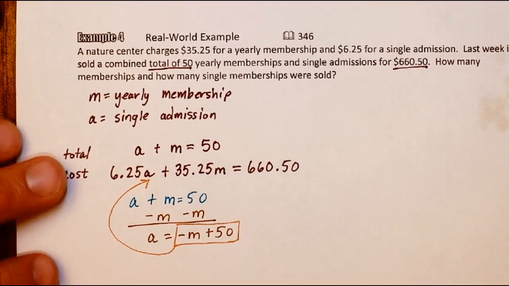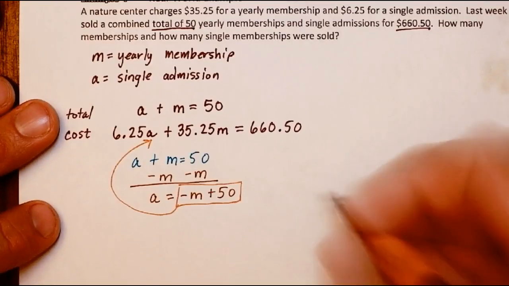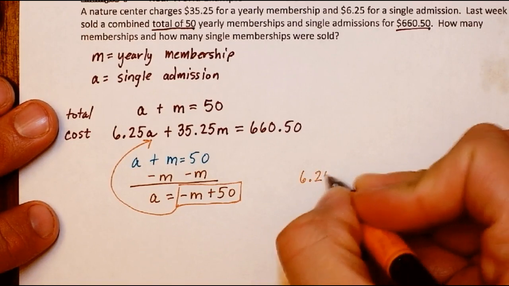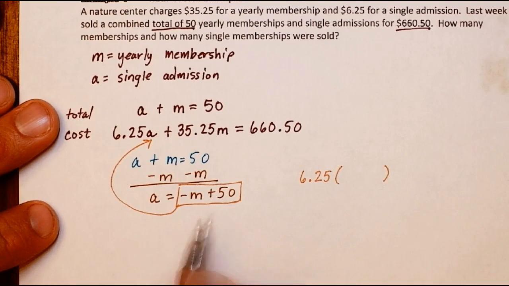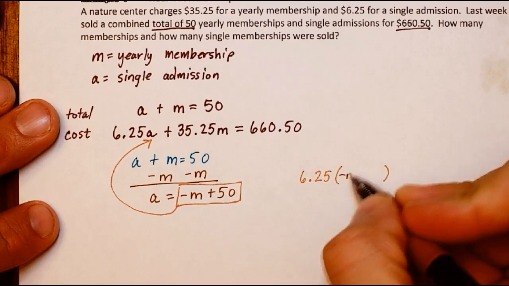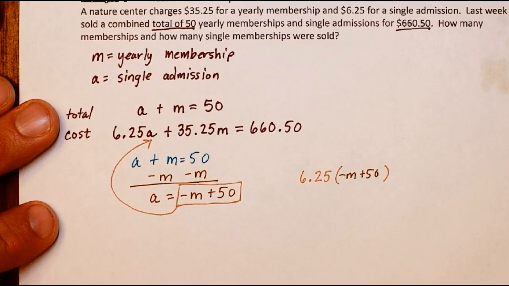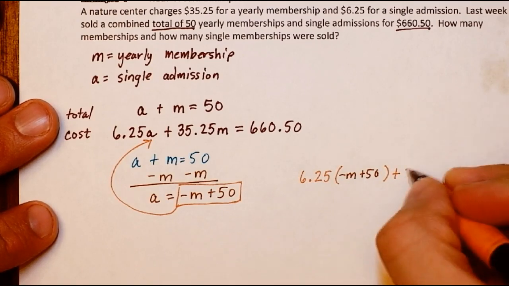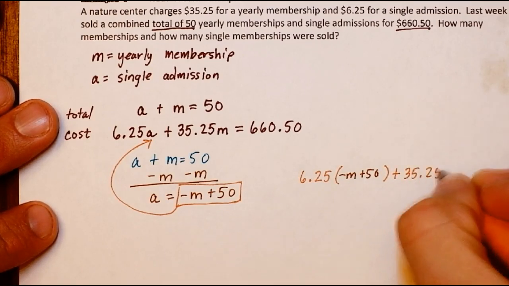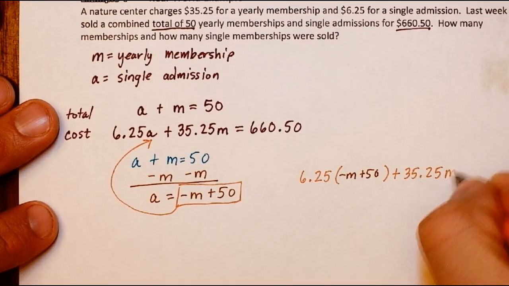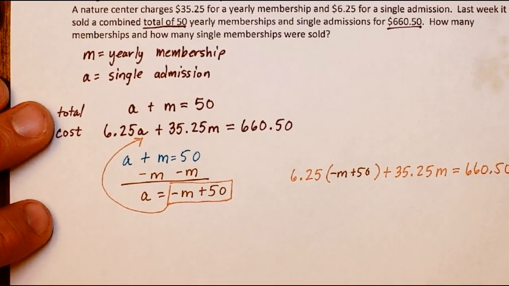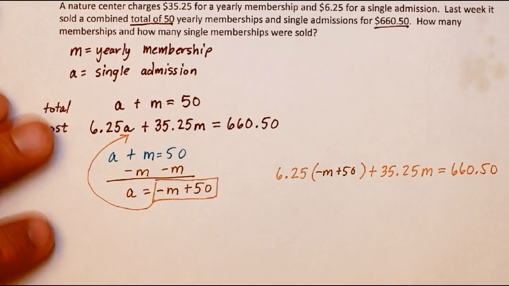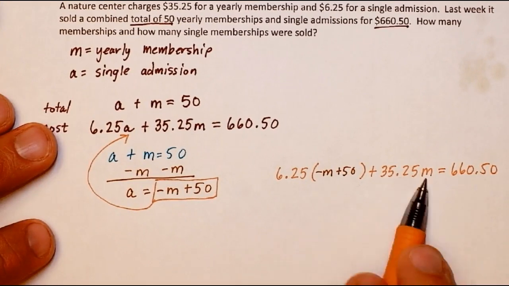So I have $6.25 times A, which we now said is negative M plus 50, plus $35.25 for a yearly membership, and that is equal to $660.50. Okay. So now I have one equation with one unknown, that is M.